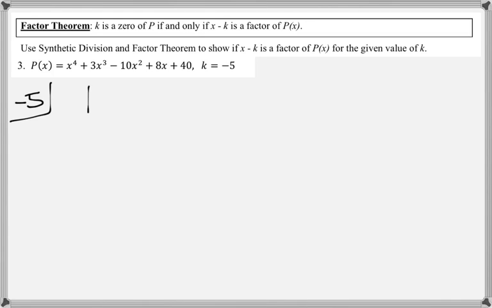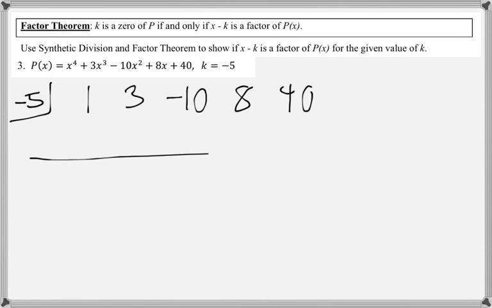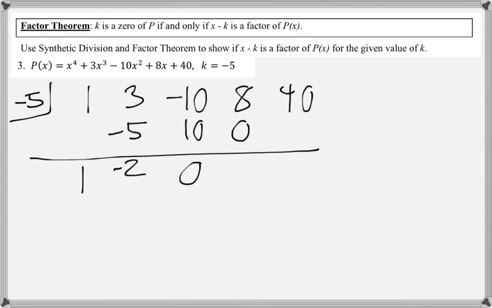So this is 1, 3, -10, 8, 40, and I'm going to do this synthetic division on this. So 1, this will be -5. If I add these up, I get -2. This will be 10. Add these up, I get 0. 0 times -5 is 0. Add these up and I get 8. 8 times -5 is -40. And add these up and I get 0.